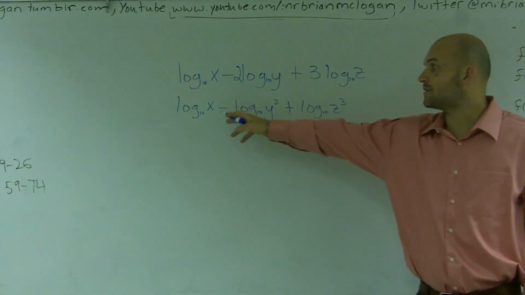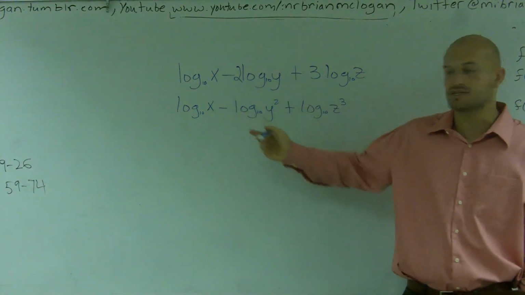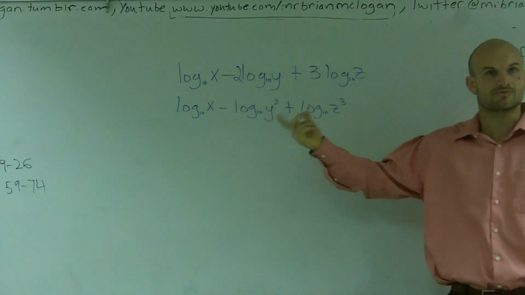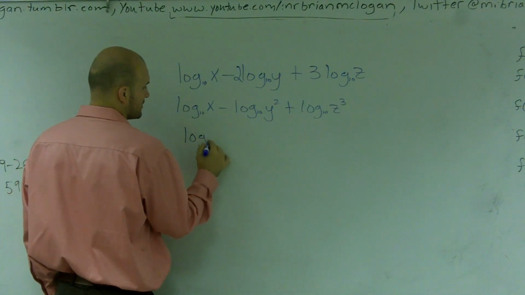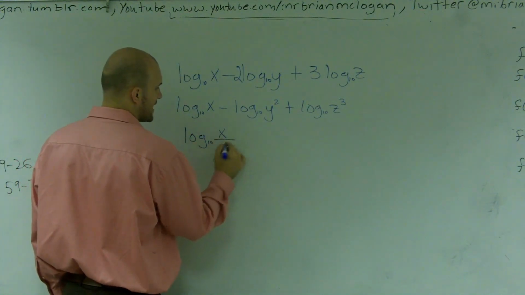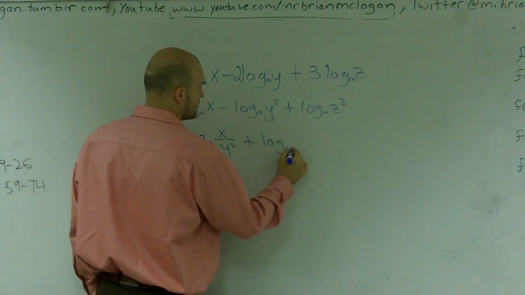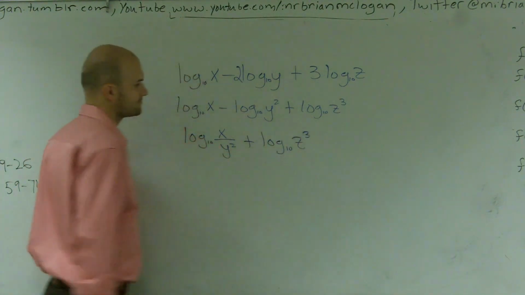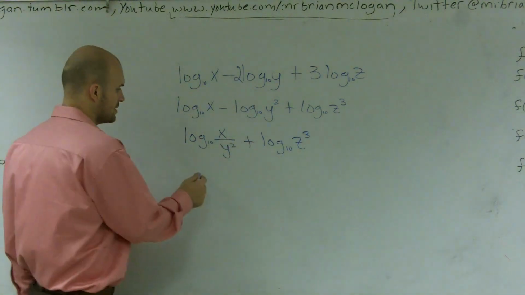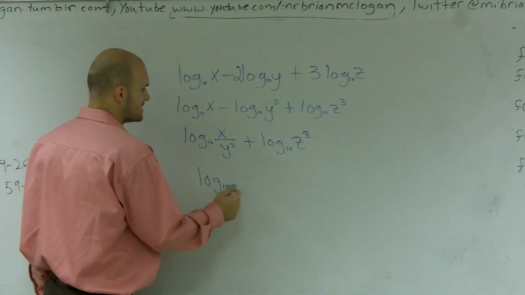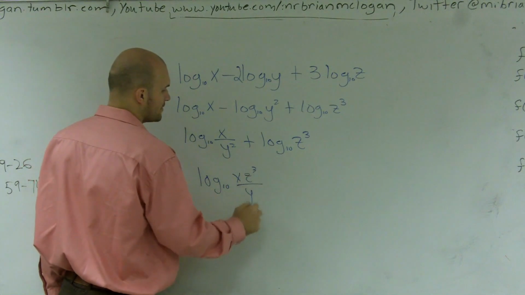So I'm going to go from left to right. Well, I can rewrite a subtraction problem as a division problem. Since these all have the same bases, we can do this. So since this is division, I can rewrite this as log base 10 of x divided by y squared plus log base 10 of z cubed. Now I can rewrite my addition problem as a multiplication. So this has become log base 10 of x times z cubed over y squared.